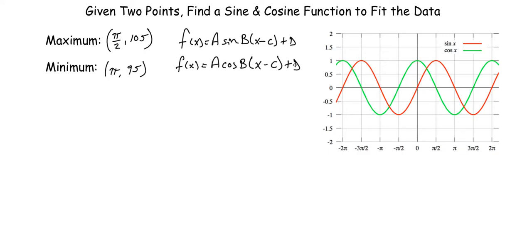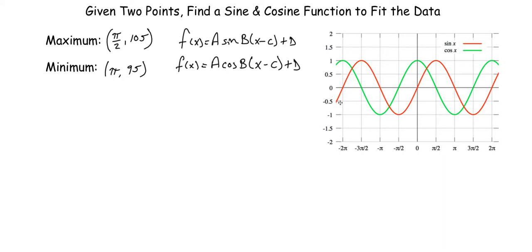So the nice thing about sines and cosines is that a sine function and a cosine function will, for the same set of data, have the same amplitude, the same period, and the same vertical shift. The only thing that changes is the phase shift, the horizontal shift, the value of c. But a, b, and d will all be the same.